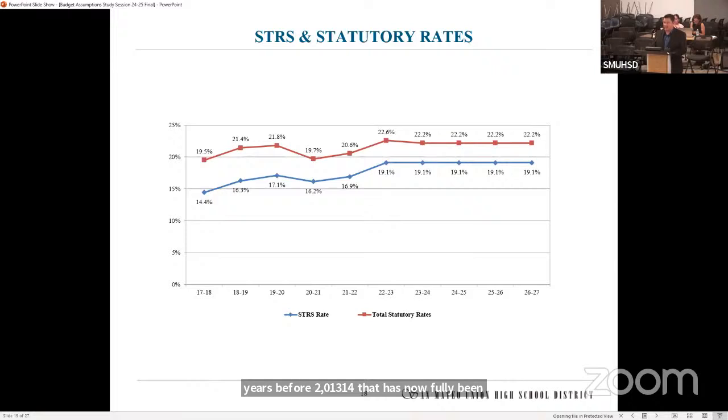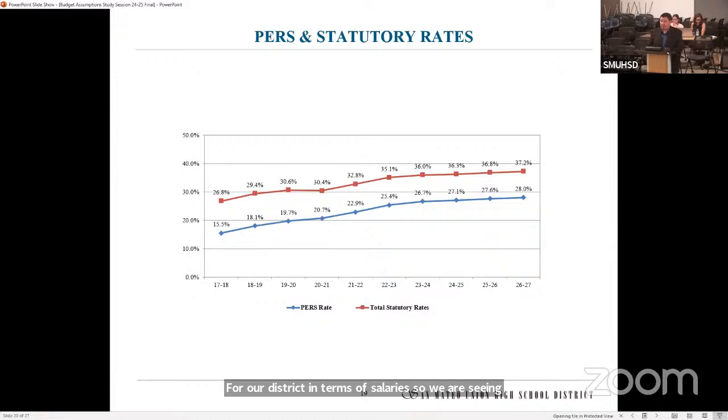But the nice thing is we've now gotten our way through that. That's about 2/3 of the total overall cost for our district in terms of salaries. So we are seeing that flatten out. On the other hand, PERS, which their rates are not set by the legislature, but they're set by the PERS board. We continue to see those rates increase and the projections continue to rise.